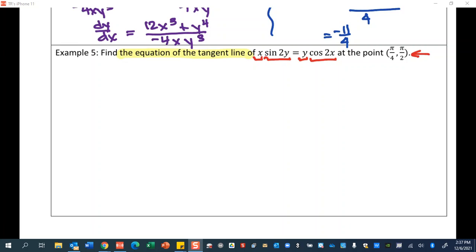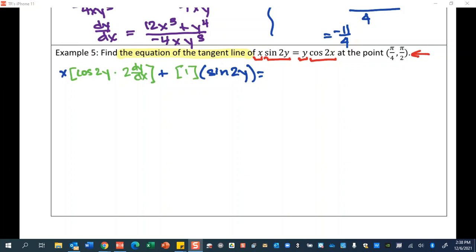Product rule. My first times the derivative of my second. Cosine of 2y times the derivative of what's inside, 2 dy dx, plus the derivative of my first. The derivative of my first is 1 times my second, which is the sine of 2y. Are we good so far?